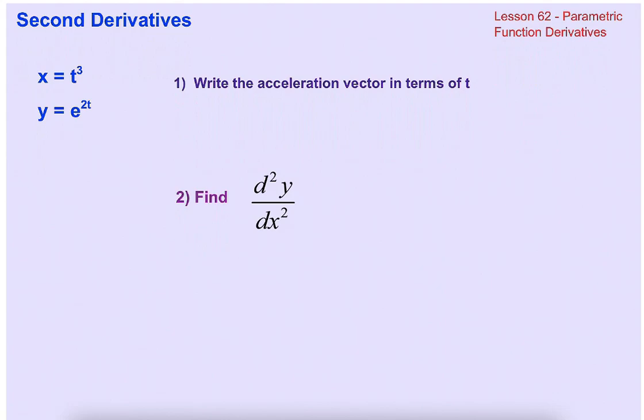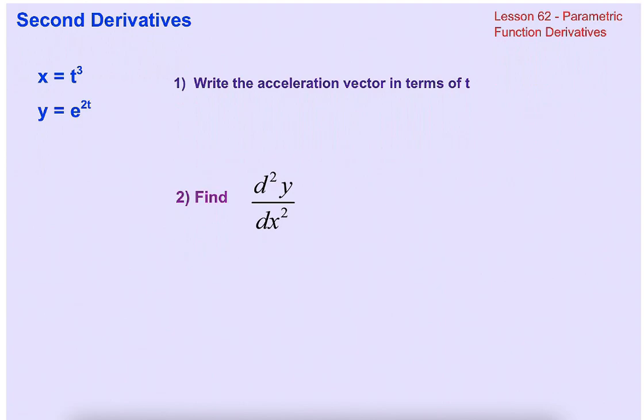We're going to talk about the second derivatives that relate to parametric functions. And just like the first derivatives, there are more than one second derivative to talk about. We'll start with the simple ones. We have a parametric function, x equals t cubed, and y equals e to the 2t.